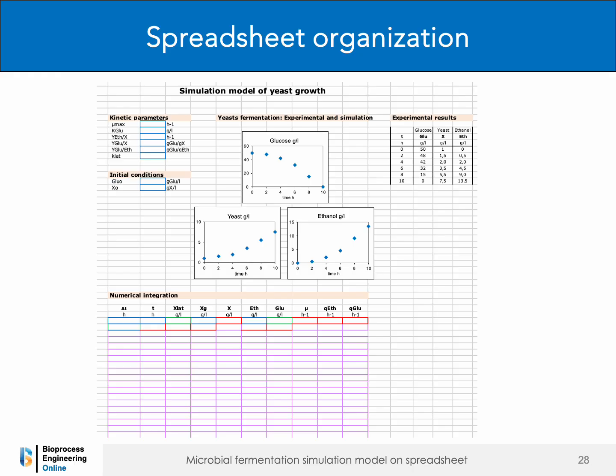The yeast growth modeling is carried out on a spreadsheet containing the following sections: the experimental results table with the measured cell, ethanol, and glucose concentrations during the batch fermentation, the graphs representing the experimental and simulated concentrations' time variations, the kinetic parameters section, the initial conditions section, and the numerical integration table.